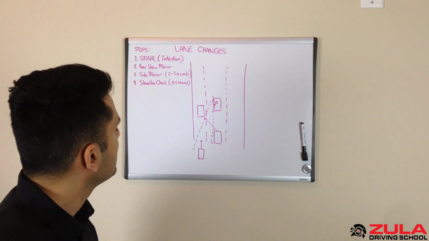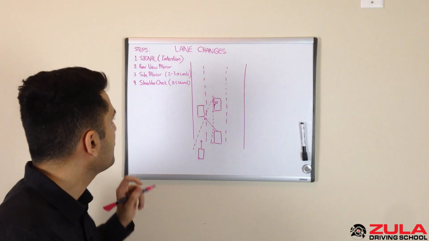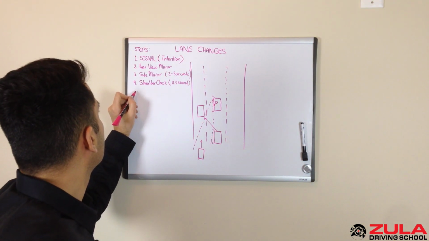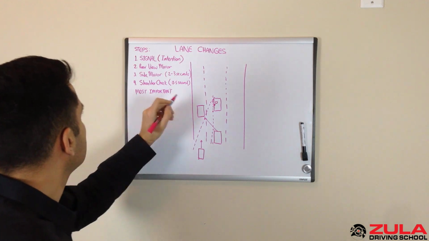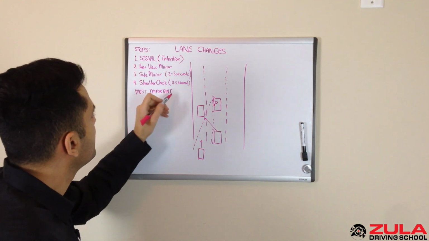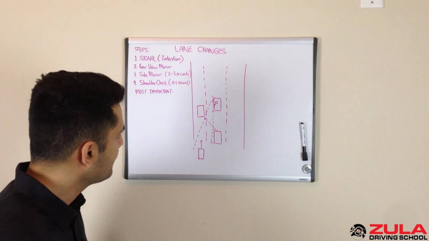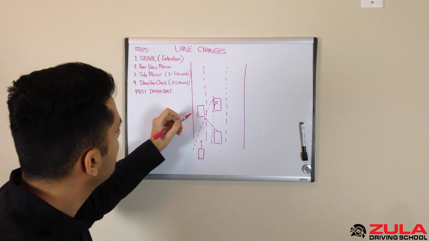All right, now that we know the steps, let's talk about the most important thing when you're doing a lane change. So this is a bit misleading because all these steps are important and none of them can be skipped, but this one doesn't quite fall into this category, so let's say it's pretty important. And it relates to your speed.